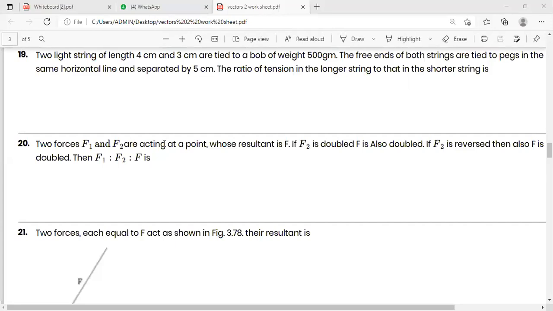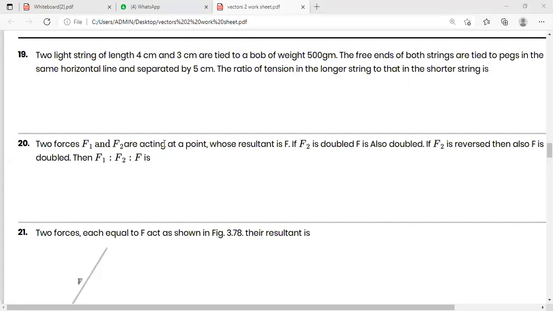So question number 19. Two light strings of length 4 centimeters and 3 centimeters are tied to a body of weight 500 gram. Okay, I will just show you the diagram here. A mass of 500 gram is taken here. The free ends of both strings are tied to pegs in the same horizontal line and separated by 5 centimeters. Then the ratio of tension in the longer string to that in the shorter string.